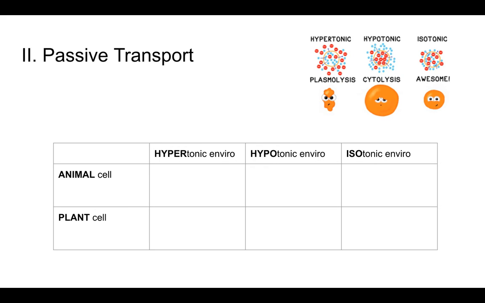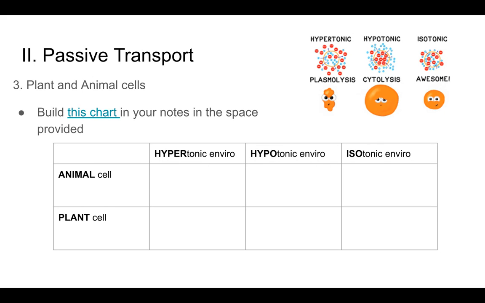Now for the next section of notes, you see that it says plants and animal cells. I want you to build out this chart in your notes before you start moving forward in the lecture video. So we need to talk about what plant cells and animal cells do when they are placed into hypertonic, hypotonic, and isotonic environments. And again, you won't be surprised that this connects back to the structure of plant and animal cells. So build this out in your notes. You can pause the video if you want, and when you're ready, come back to this.